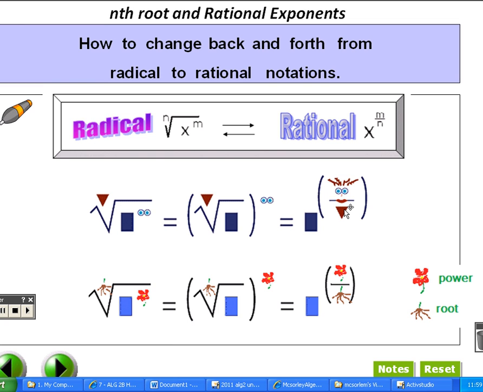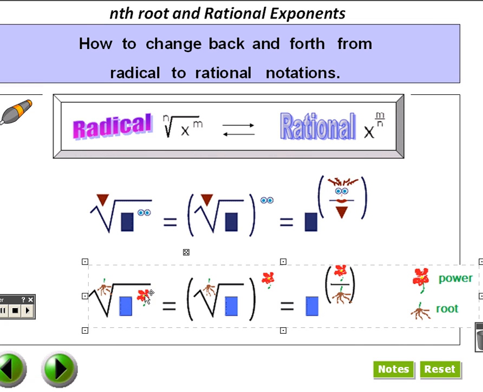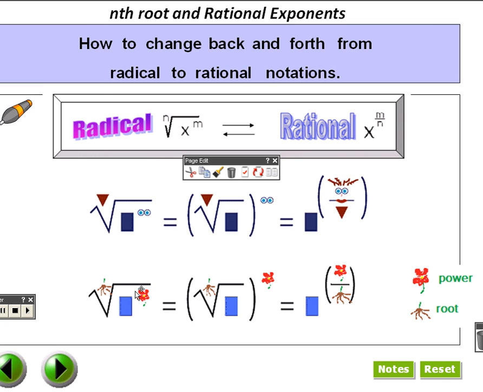I personally like the flower. The flower works for me because I think of roots, and flowers have roots. And flower is the power. So we've got something to a power, and it's that root. When we put our flower together, the power goes on top, just like the flower, and the root goes in the denominator. This might not make any sense right now, but we're going to practice a couple of problems, then come back to this and it'll make a little more sense.